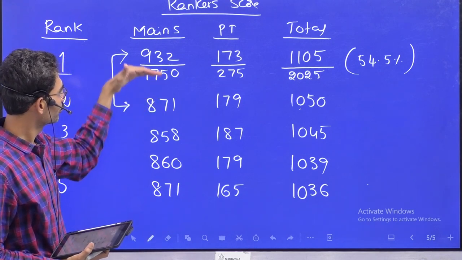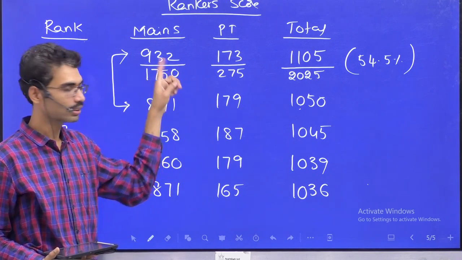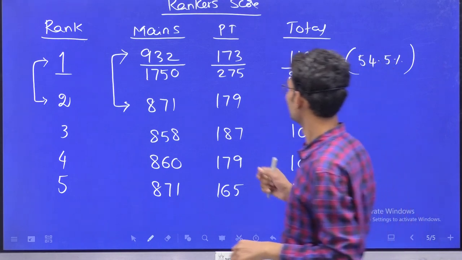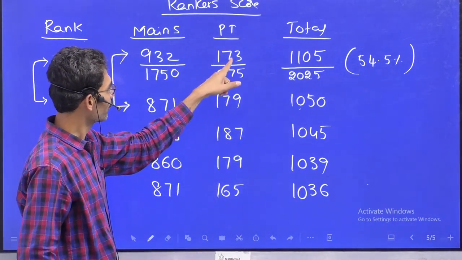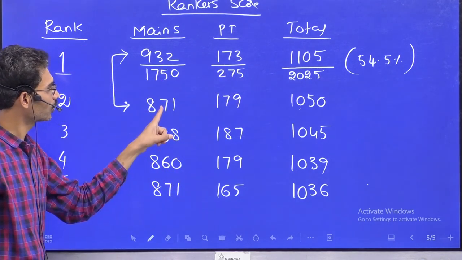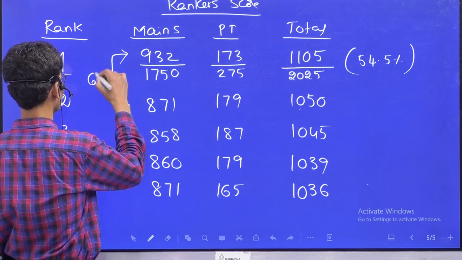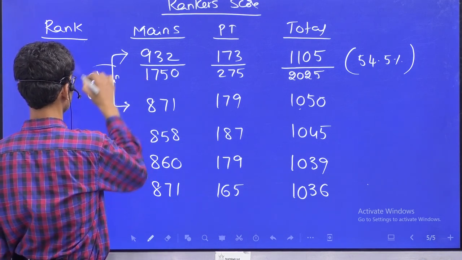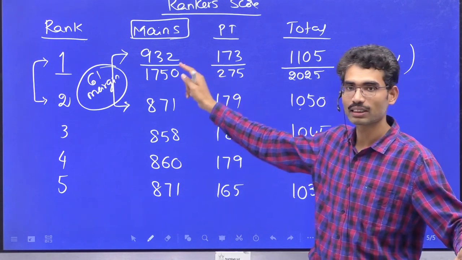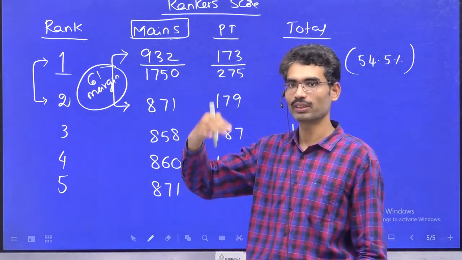Here 870, 930. 870, 930 means 61 here itself. So that is the main difference. But you observe when it comes to the personality test, 173, 179, 6 marks. So here in mains itself, you have a 61 marks margin. So 61 marks in mains itself, and you see this difference makes a huge difference between ranks.